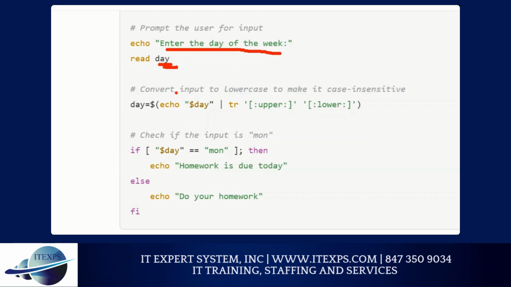And then you're saying code day. TR means translate, upper to lower. It means convert to lowercase. Anything you type here, for example, if I type Monday with a capital, this command will convert it into lowercase. And then you're saying if day is Monday, then homework is due today, otherwise, like that.